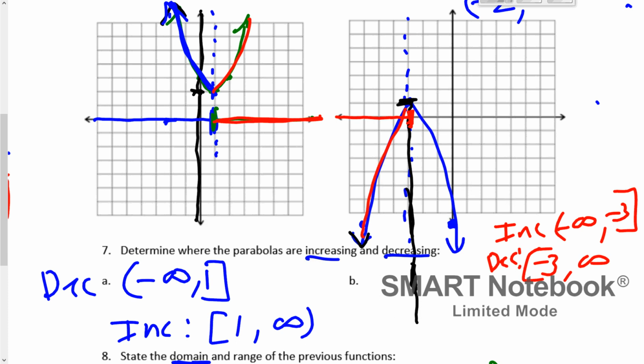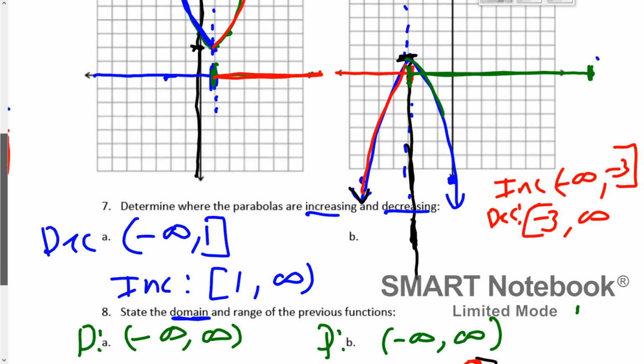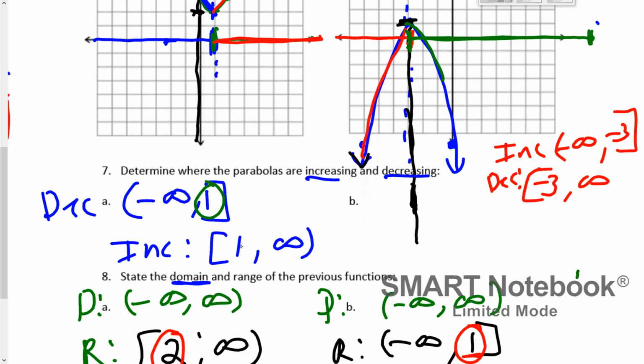But as I do, as I go this way, my graph is going down. So from this x value all the way out here, even when I get out here, I have some y value way down here that it's still going down. So you notice, where did I get these, 1, 1, -3, -3? That's the x value of my vertex, right? Because domain is talking about x values, and increasing and decreasing is talking about x values.